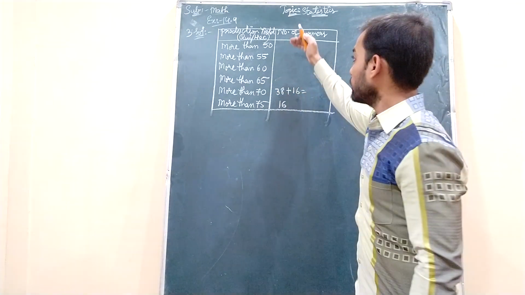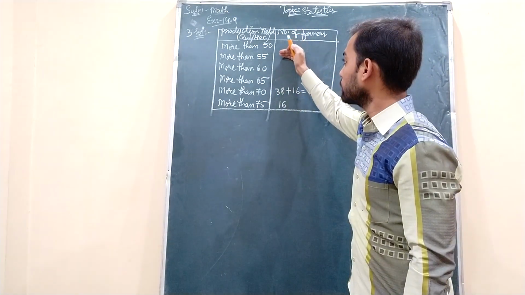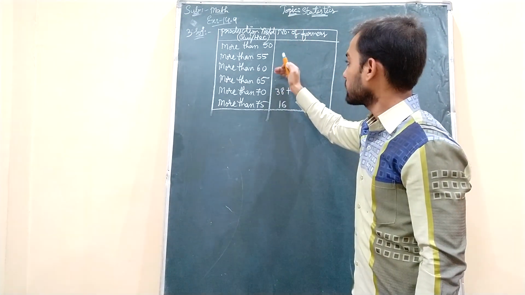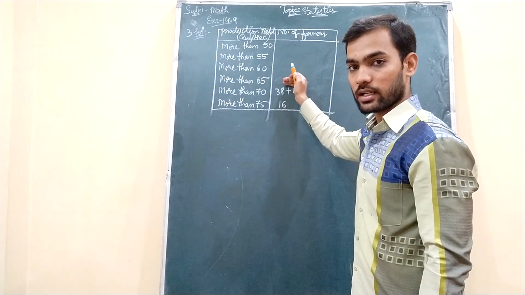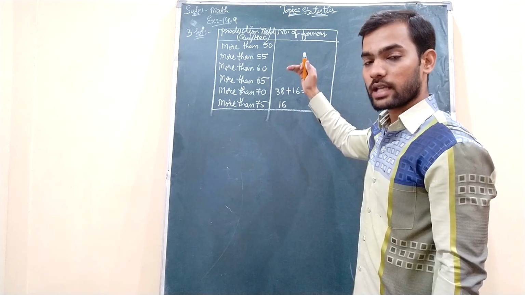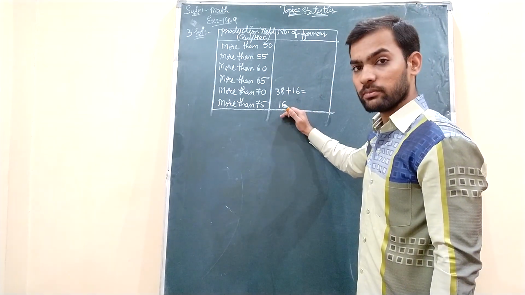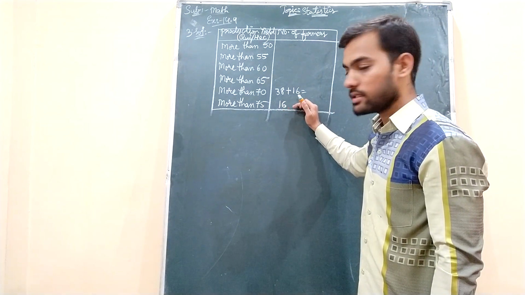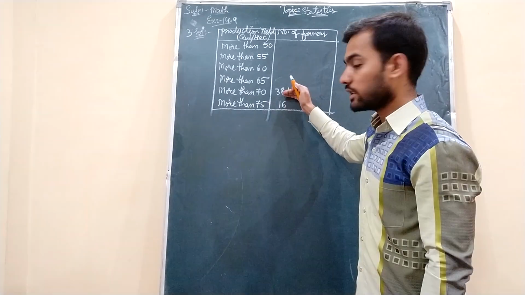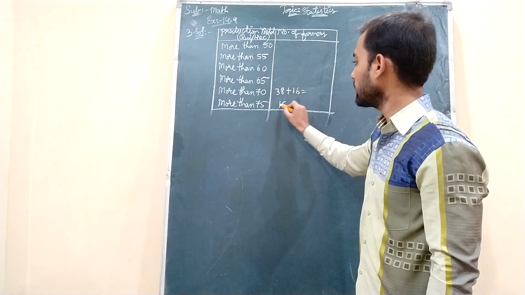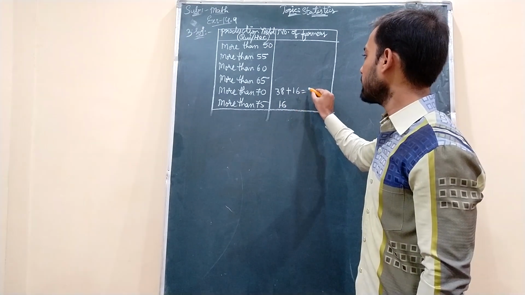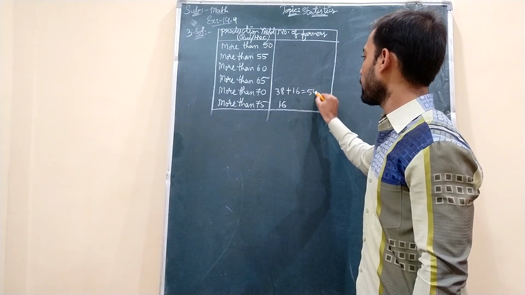In less than type, the first one we write as it is, then to the second one we add the first, then to the third one we add that answer, then to the fourth one we add the third answer, right? But here you need to go in the opposite manner. The bottom frequency we will write as it is. And for the one just preceding it, we will write the number as it is and add the below number to it. 38 plus 16, we get 54.